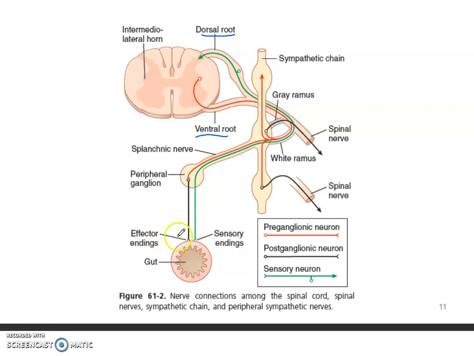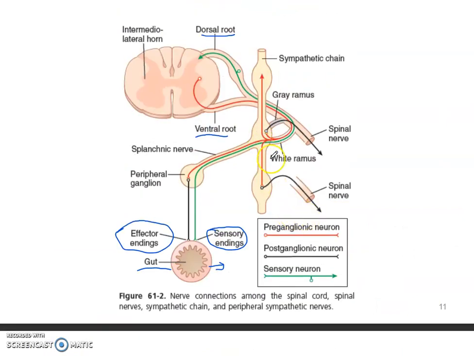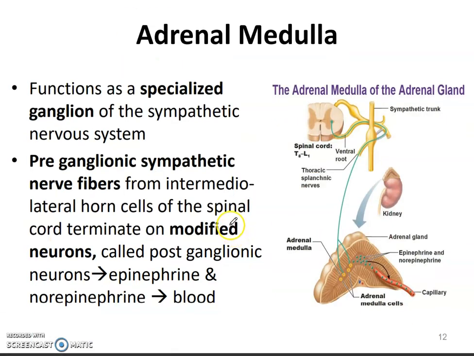Basically, nerves take the sensory messages and also give the effector messages, and this is the organ which is taking the effector response from the nerve, and these can be different organs. And the red ones are the preganglionic, the black ones are the postganglionic, and the green ones are the sensory neurons. Then there comes the adrenal medulla.